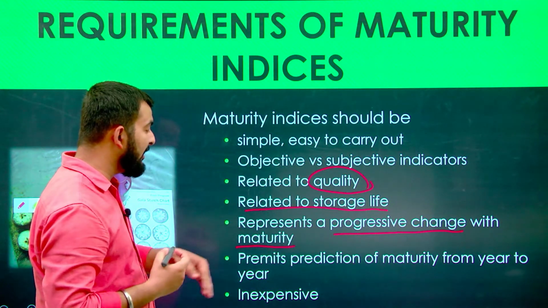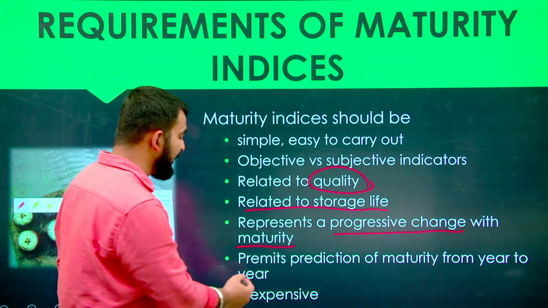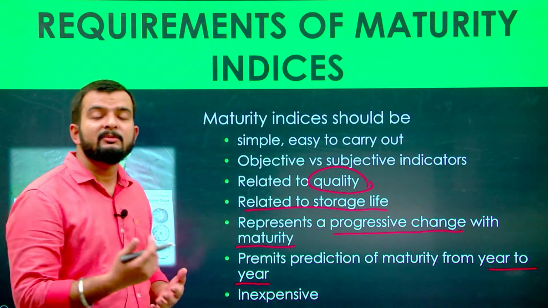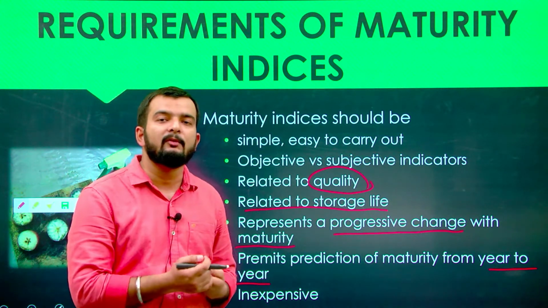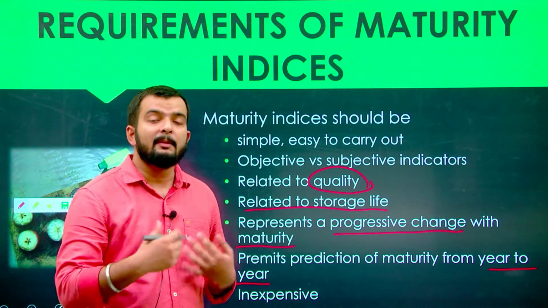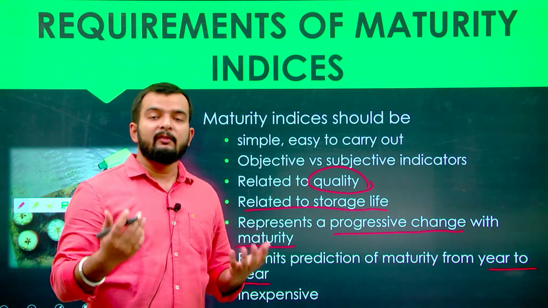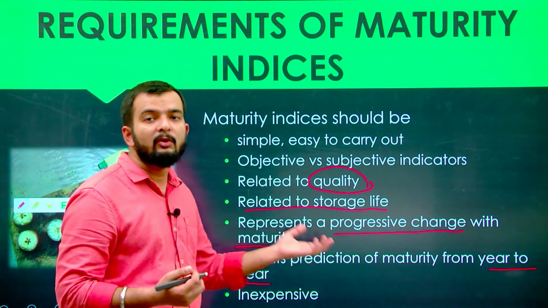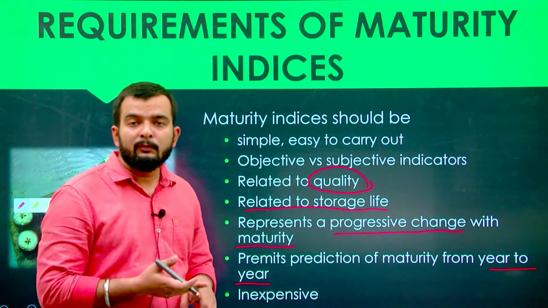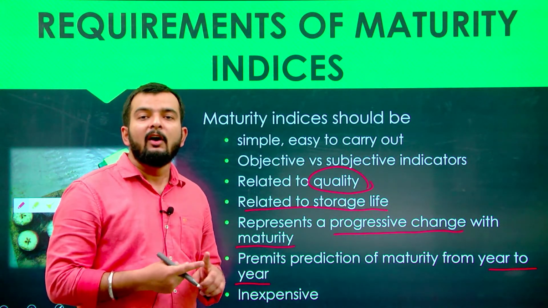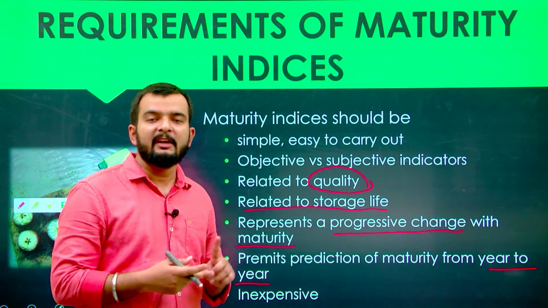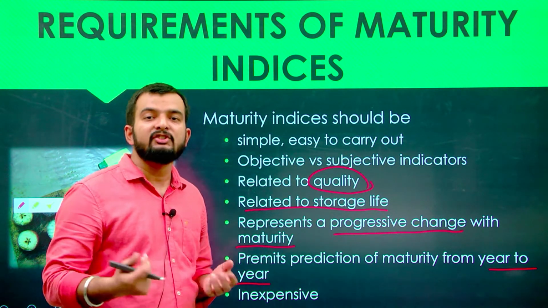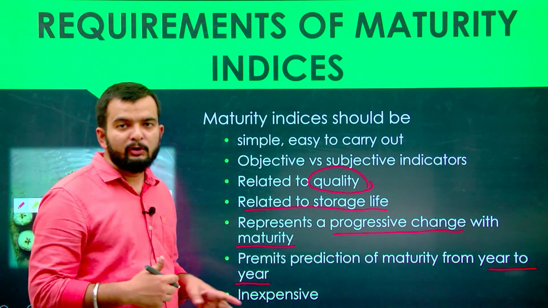Then it should permit prediction of maturity from year to year. If some changes are taking place, like the average temperature of the place is rising, or there are other changes in your environmental conditions, it should be able to take those into consideration also. Like your days for full bloom, you have to make an adjustment, like heat units, an adjustment of one day based on a 10° Fahrenheit change. So that provision should also be there.